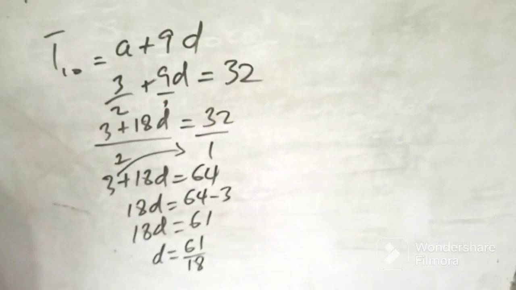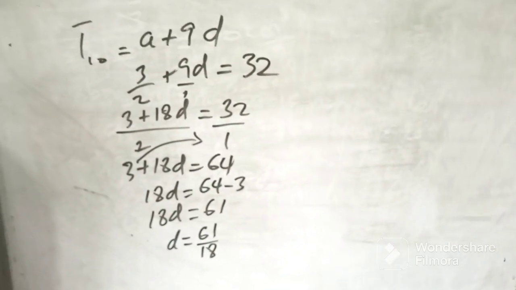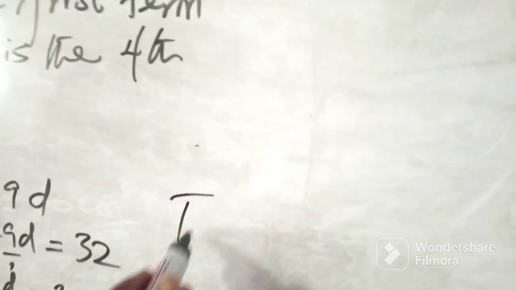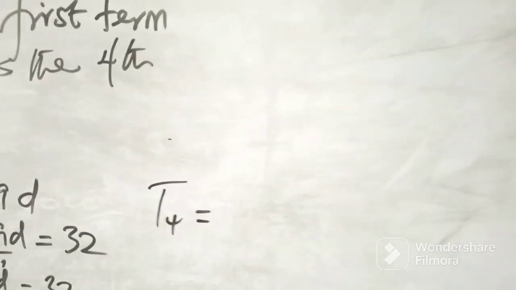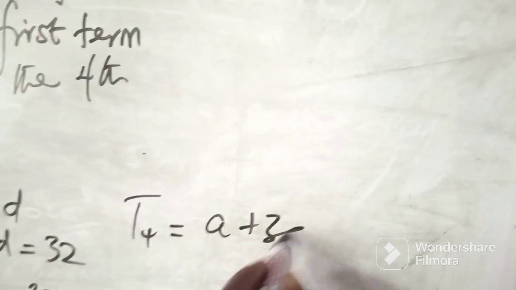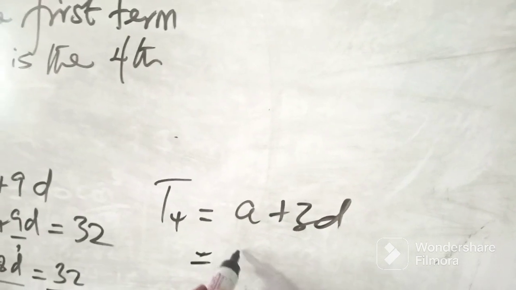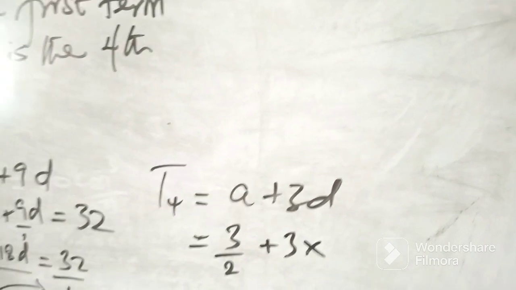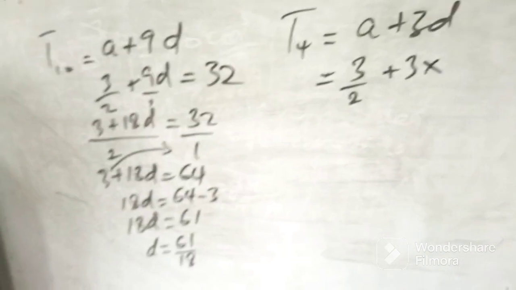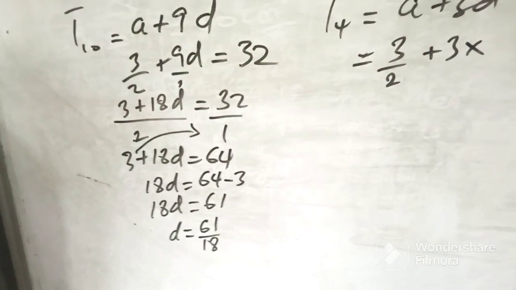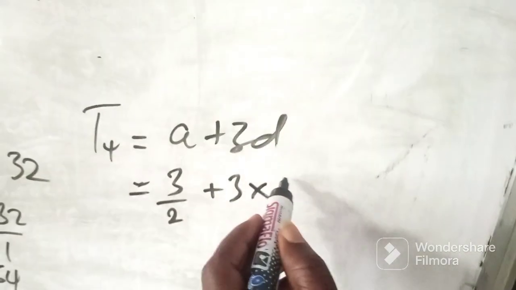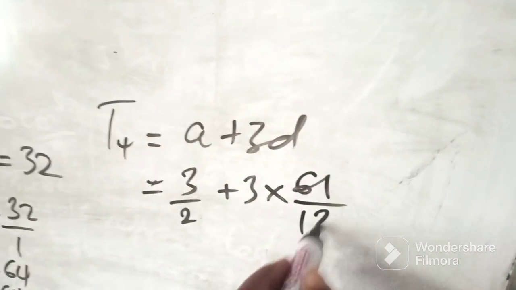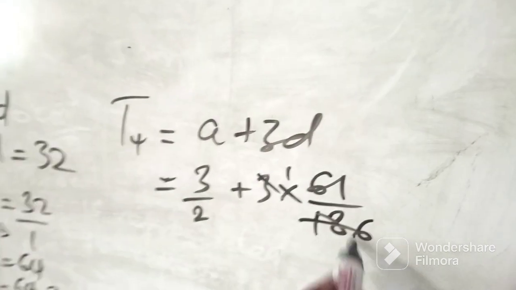So now that we have gotten the common difference, we can now get our fourth term. The fourth term is equal to a plus 3d. And what is a? 3 over 2 plus 3 times d. We have calculated d here to be 61 over 18. So we are going to have 61 over 18, here 1, here 6.